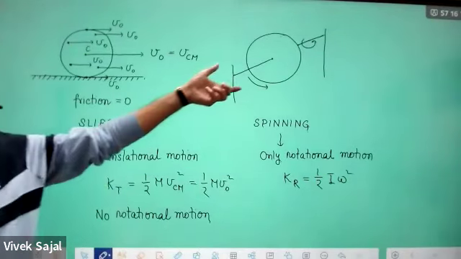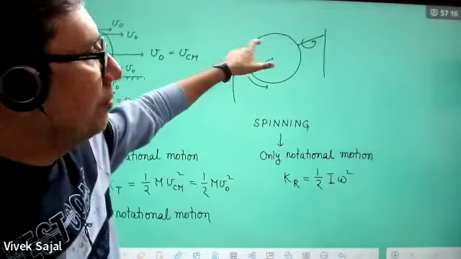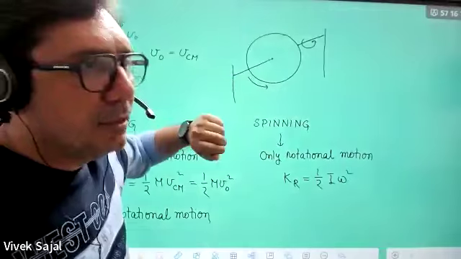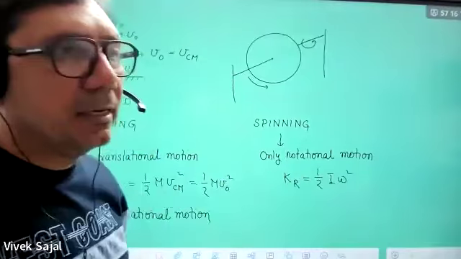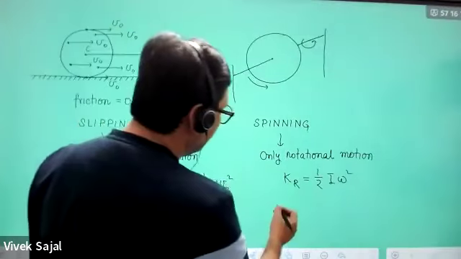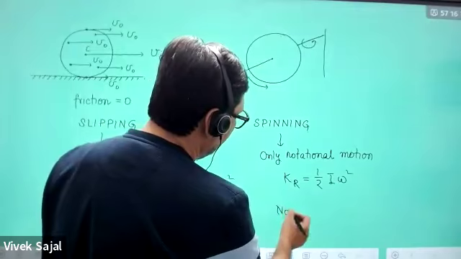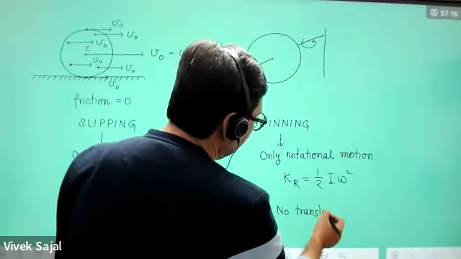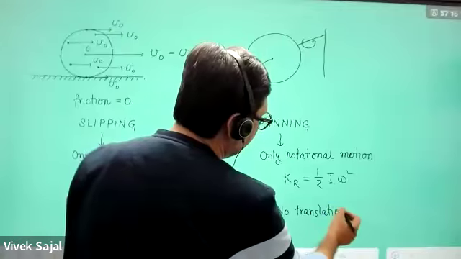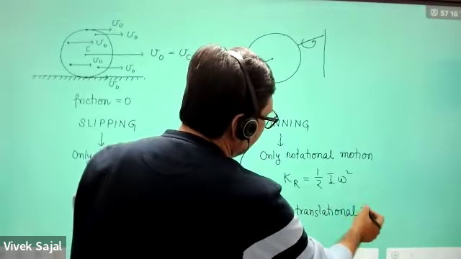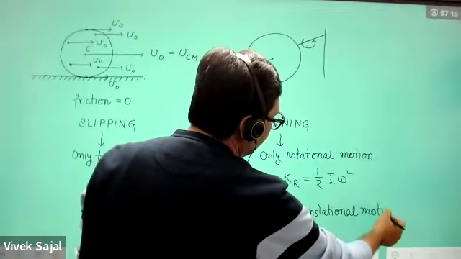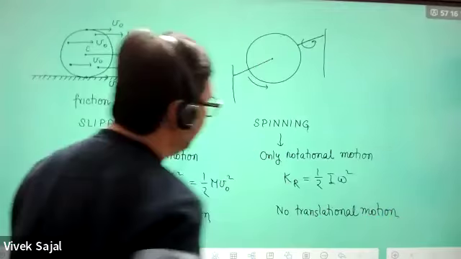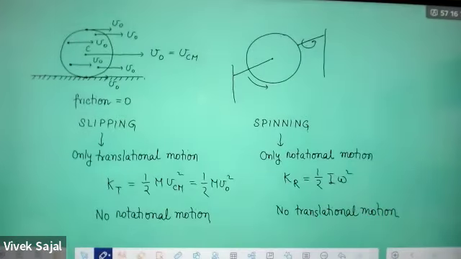So if an object is undergoing spinning type of motion, here only rotational motion is there, then this will be the kinetic energy. Here no translational motion is there. Try to understand. No translational motion is there.